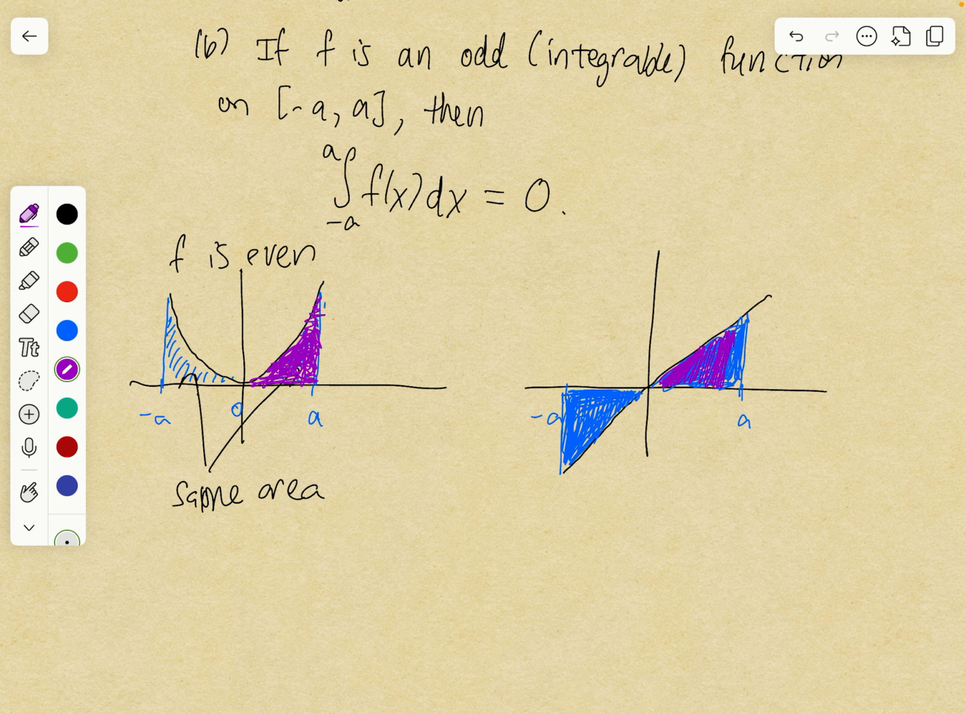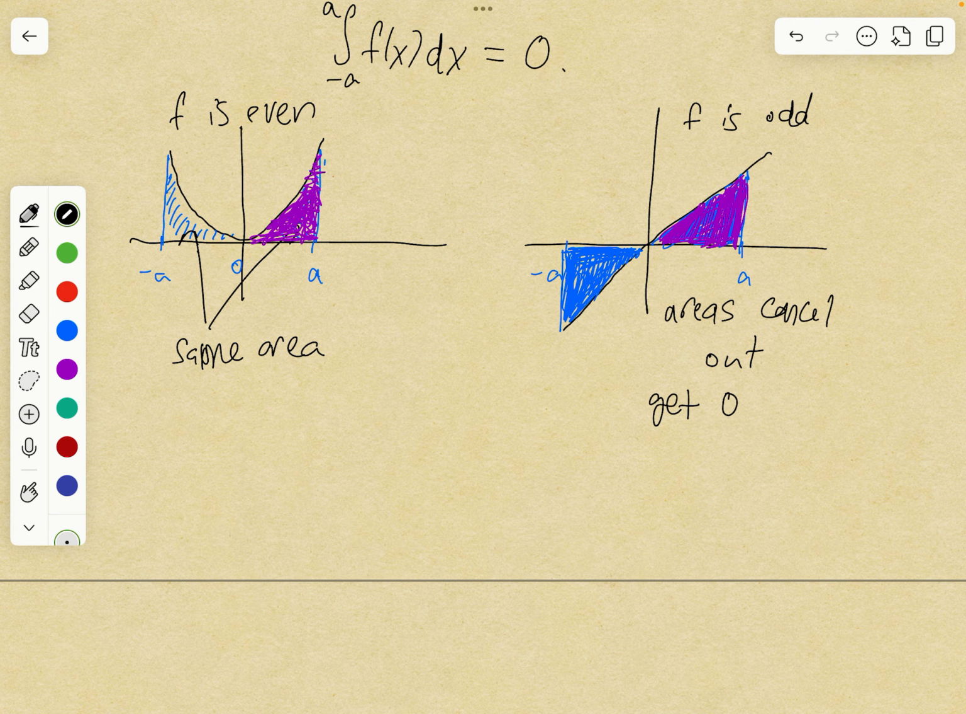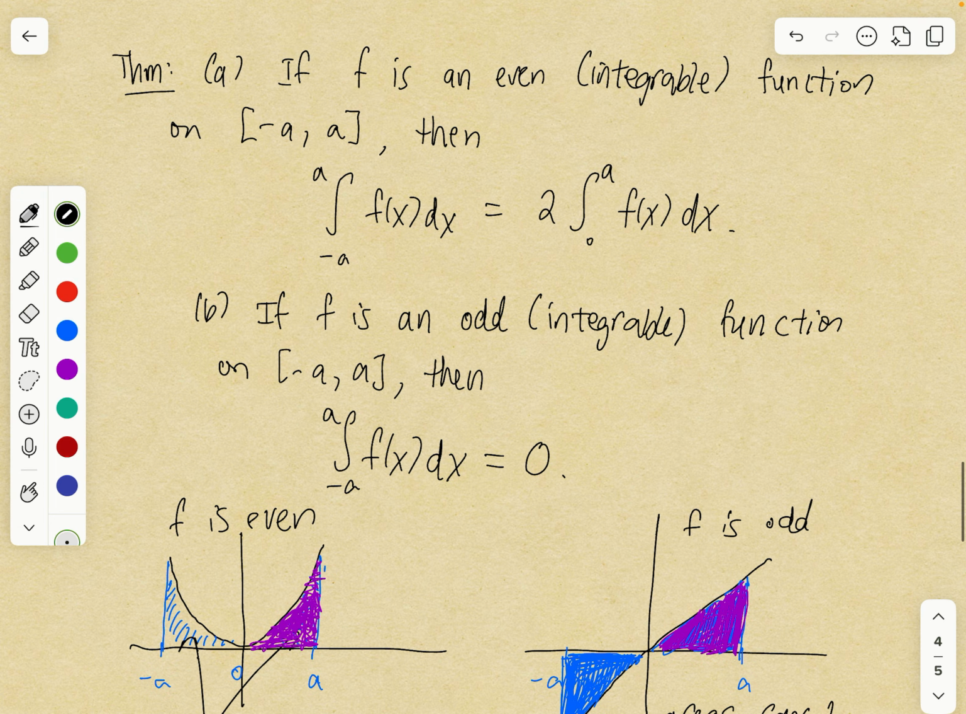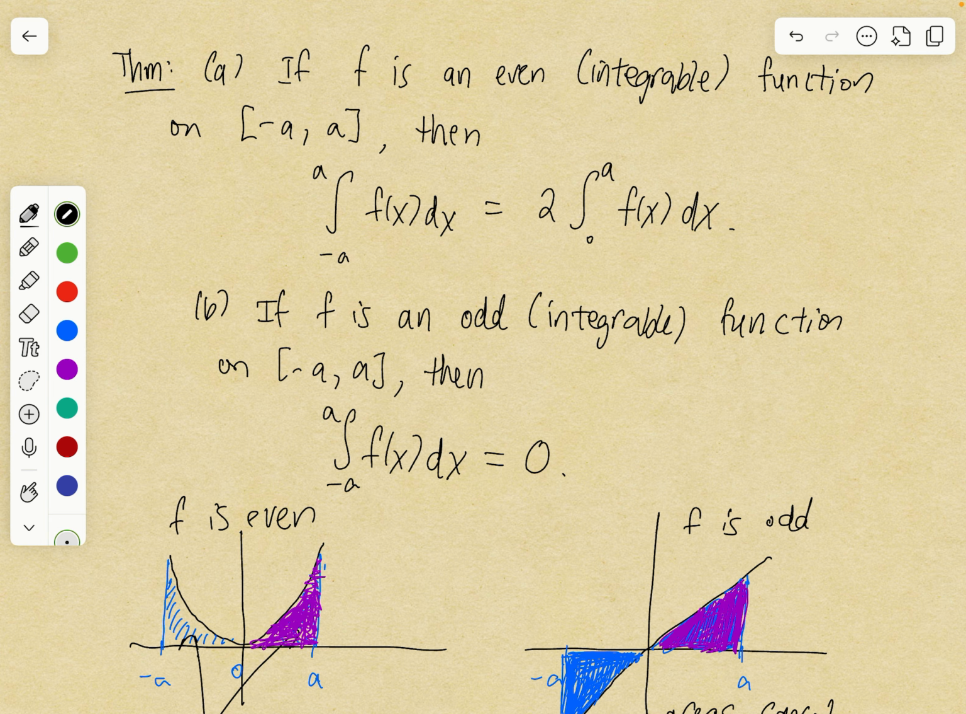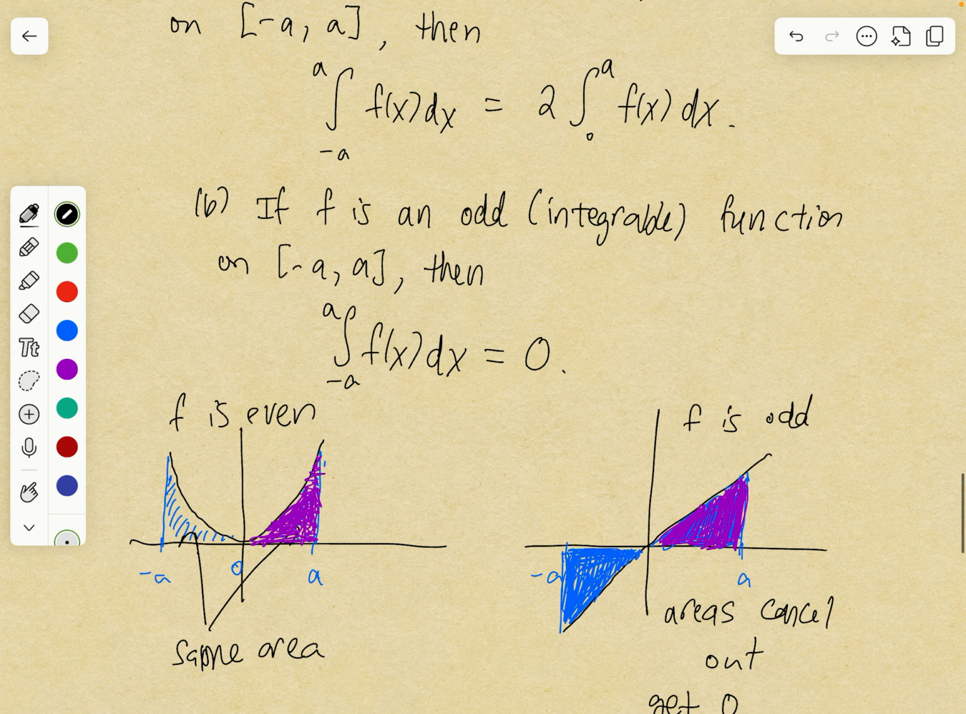and it's going to cancel with the area on the right, which is positive. The idea is that these two regions, these two triangles, have the same area because the function has this 180-degree symmetry. So the areas cancel out, and then you would get 0. That's the idea. So that's why it makes sense that this theorem is true. It's very believable. There's nothing surprising about this theorem, basically.